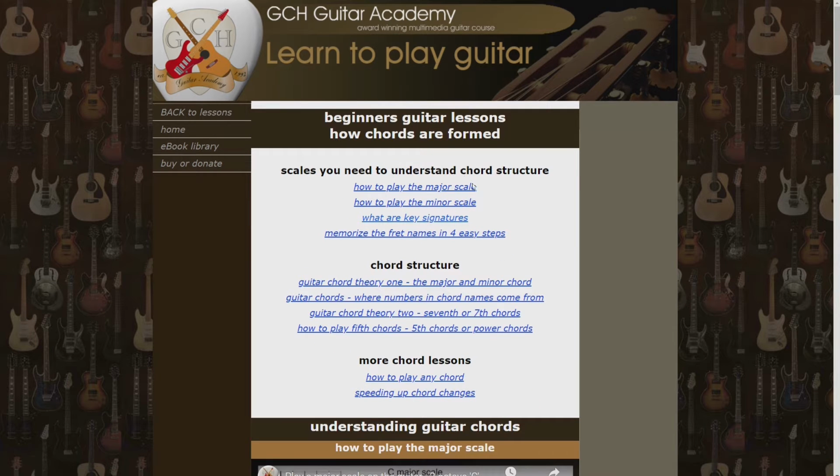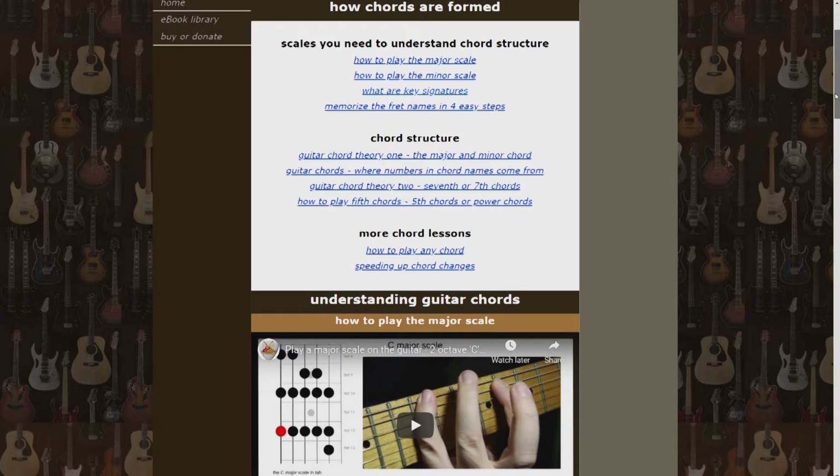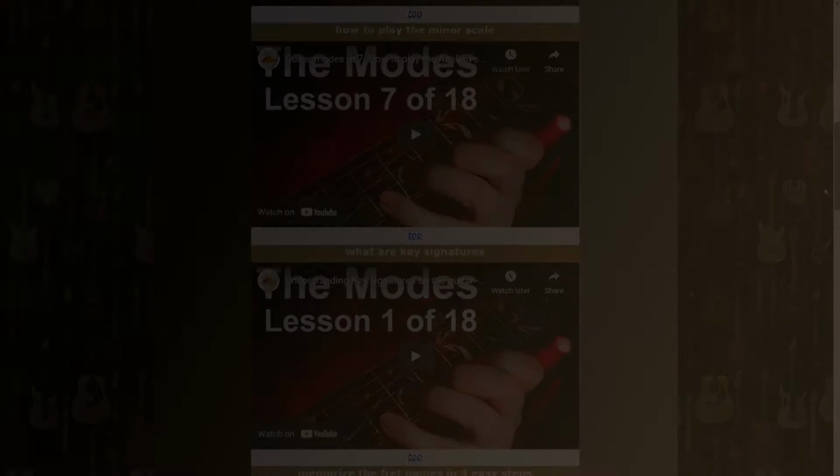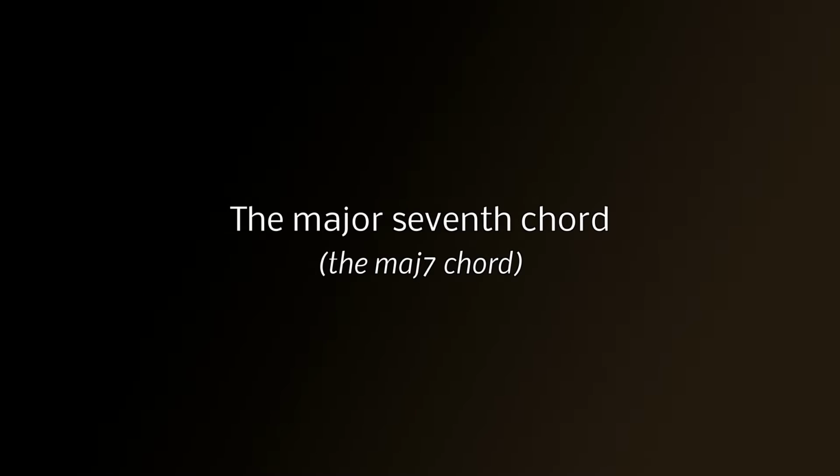Right, that's all the background information covered. Let's get on to the first lesson. The structure of the major seventh chord.